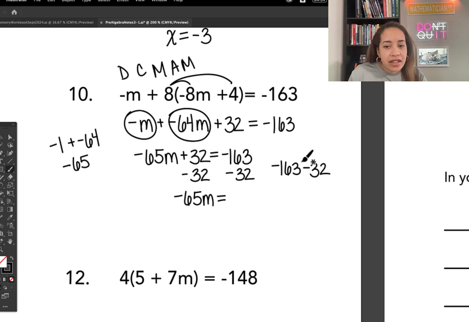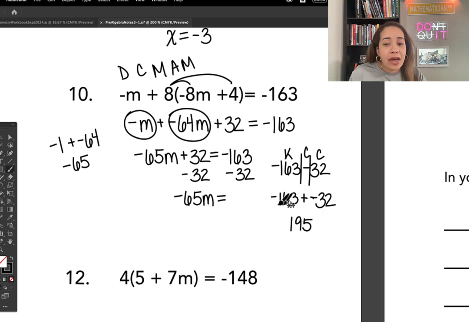We can think of this as an addition problem. We can say keep, change, change. Keep the negative 163, change from a minus to a plus, and change from a positive 32 to a negative 32. Now I see that I'm adding integers that have the same signs, so I can add them together. 163 plus 32 gives us 195.